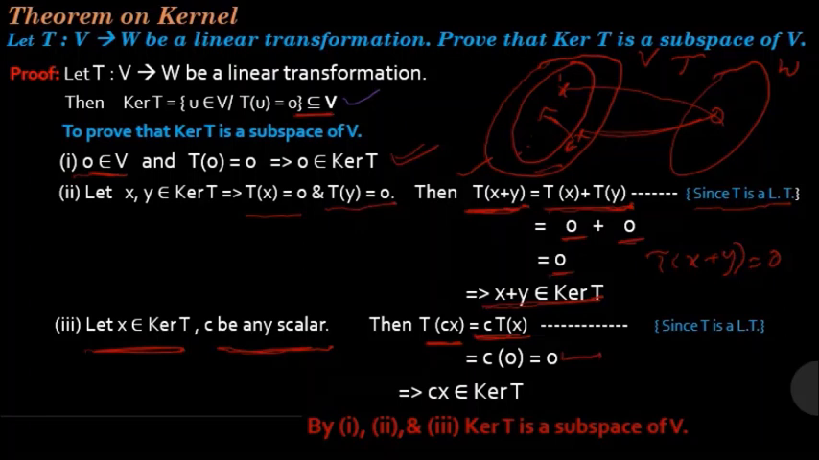That means T of CX is also equal to 0. So CX is also mapped to 0, which means this CX also will be there in the kernel only. So you proved that CX also belongs to kernel T. So by these three conditions, by 1, 2 and 3, kernel T is a subspace of V.